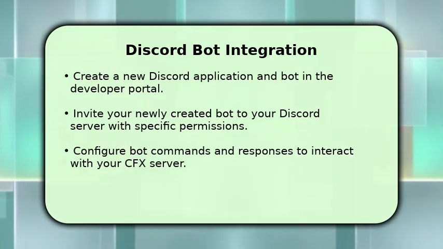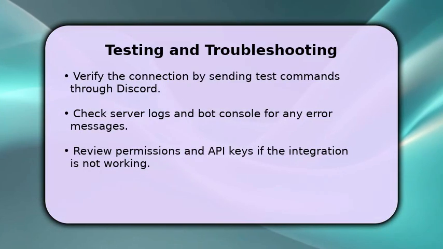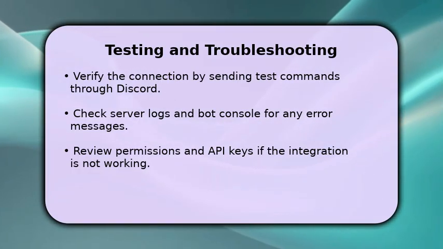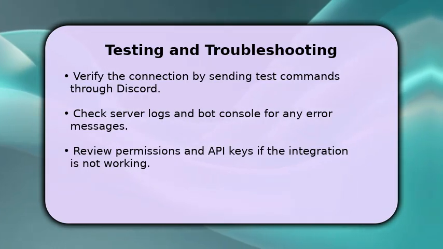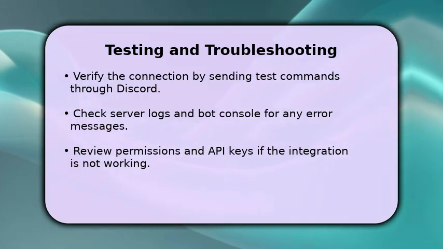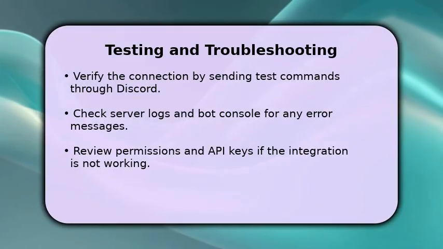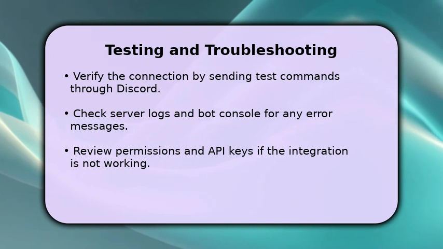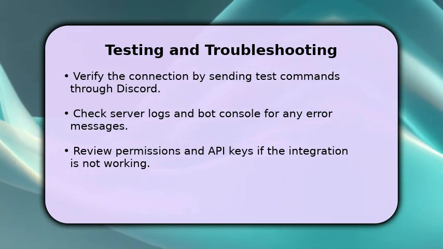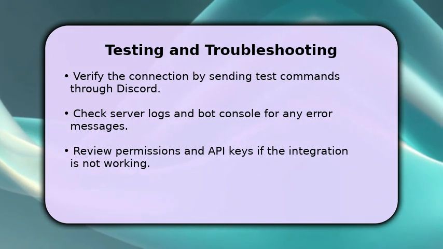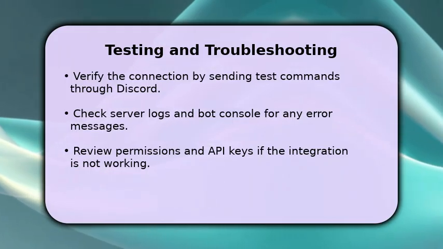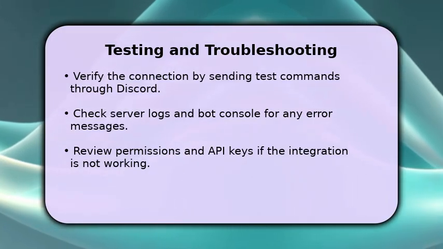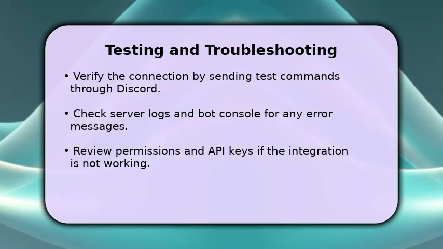two-way communication and control. After setting everything up, it's crucial to thoroughly test your integration. Try sending a simple command from Discord that should trigger a response from your CFX server, like a player count request. Monitor both your CFX server console and the bot's console for any error messages or unexpected behavior. If issues arise, double-check all API keys, bot tokens, and ensure all permissions are correctly assigned on both the Discord and CFX sides. Patience and systematic checking will resolve most problems.